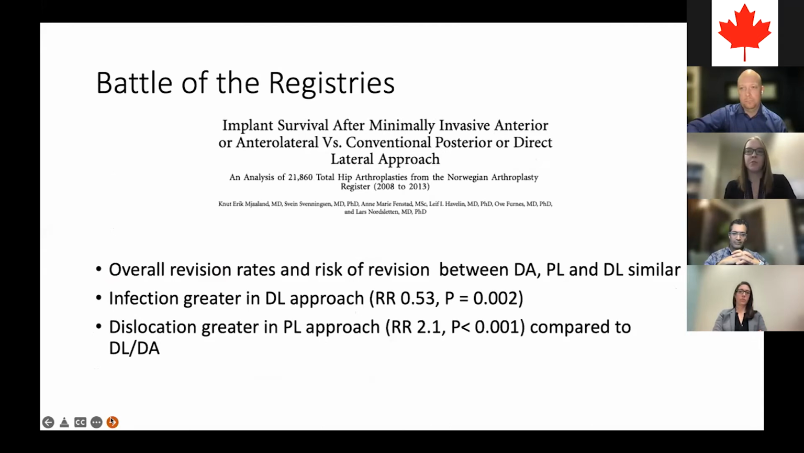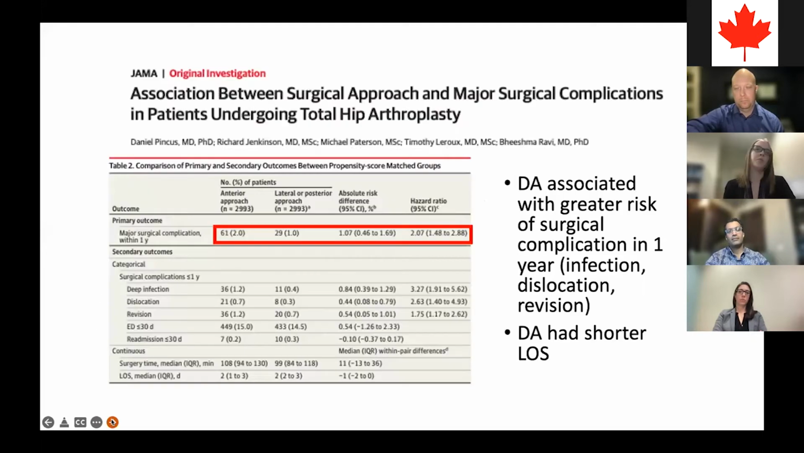So this is an example of the Norwegian registry. They found that the overall revision rates and risk of revision between DA, PL, and DL was actually very similar. They didn't really find a difference, but for the specific things, infection was greater in the lateral approach and dislocation was greater in the posterior lateral approach, which again, dislocation is not really surprising, but now we see infection in lateral versus the posterior in the previous registry. And if you go through the other registries, the Swedish, the English, the New Zealand, they all have subtly different findings. None of them really totally agree with each other.